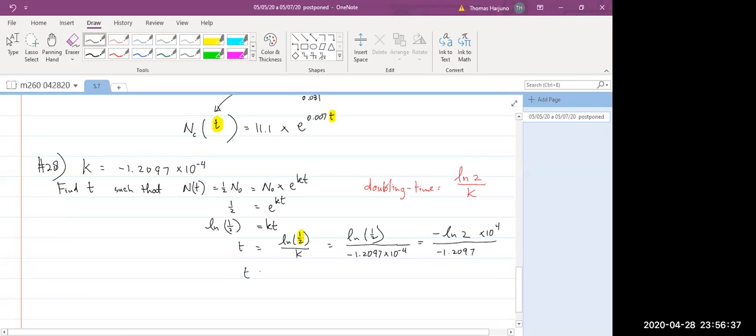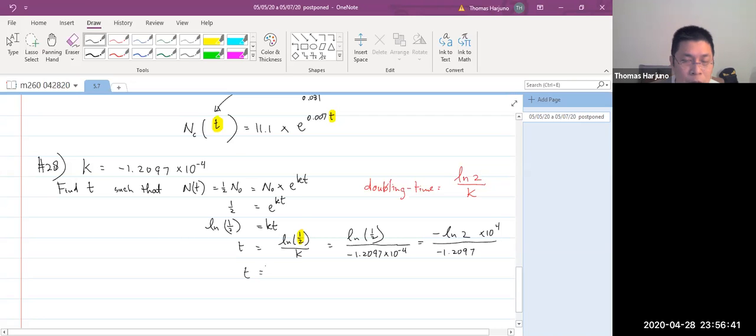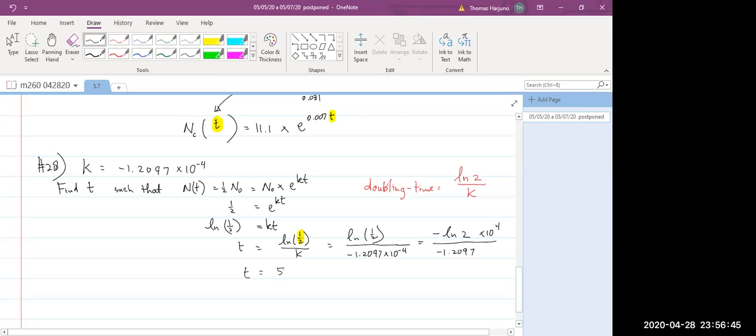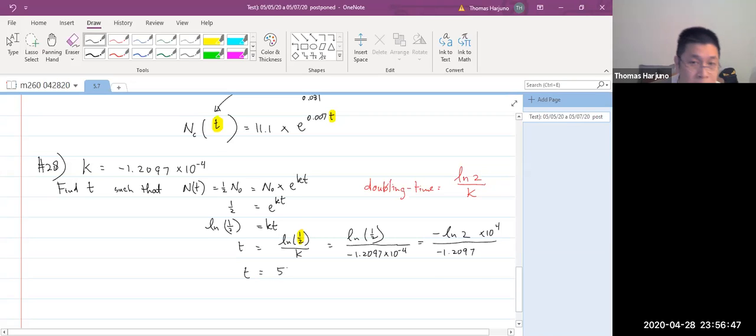Sorry, why is the natural log of 1/2 the natural log of 2? No, it's negative natural log of 2. How did you get that? Well, because 1/2 is 2 to the negative 1. Oh, okay. So the half-time is 5,000 something years.